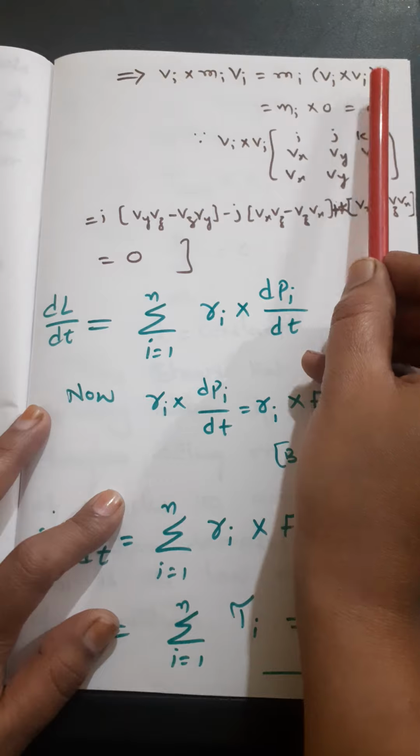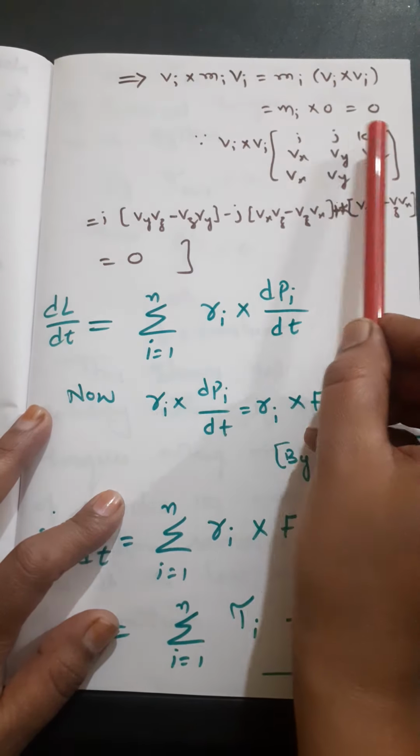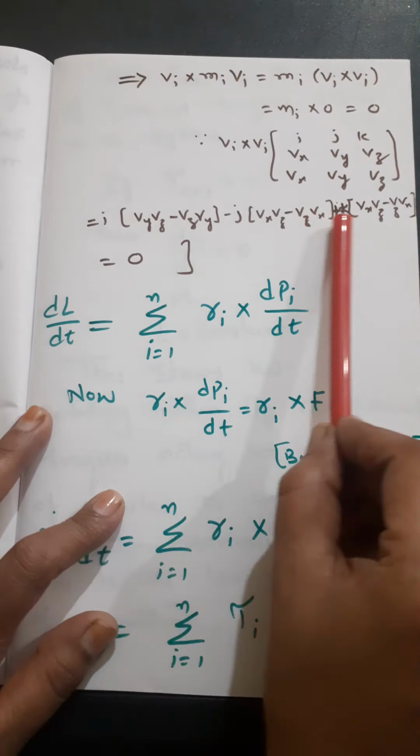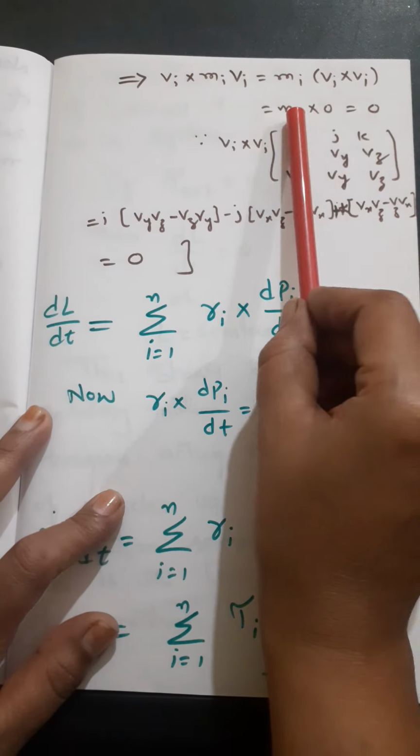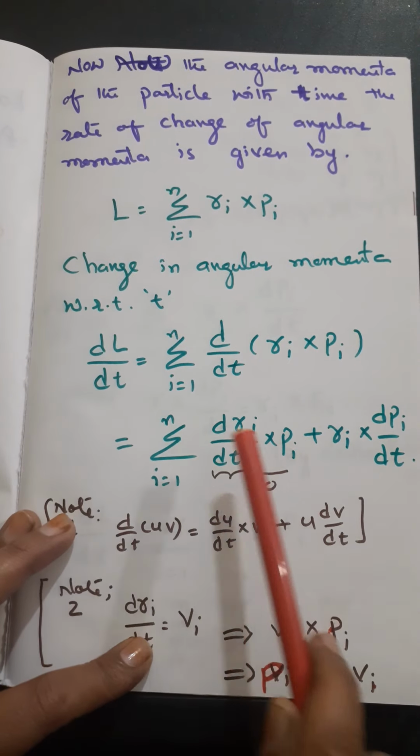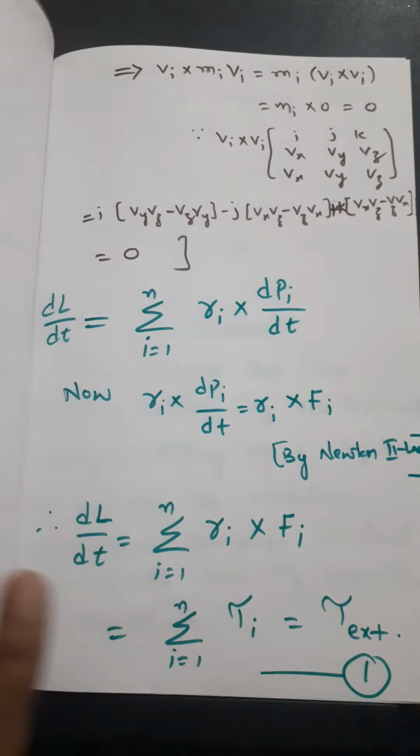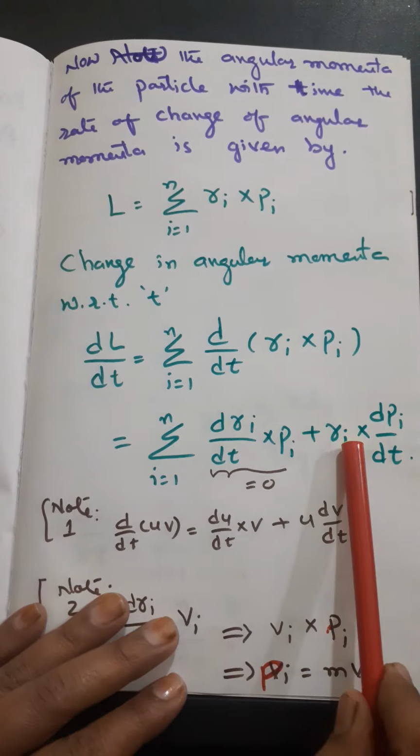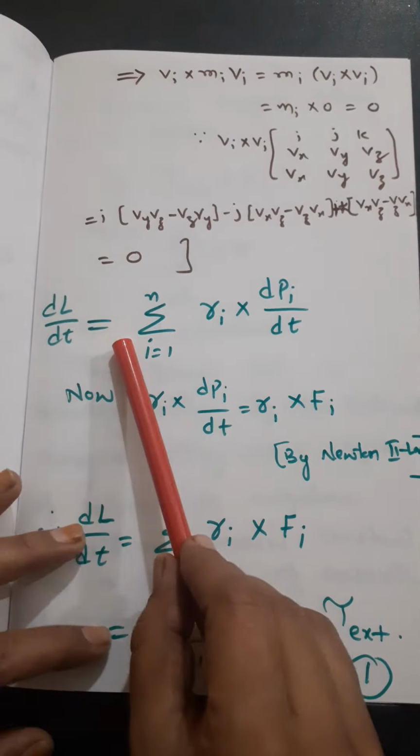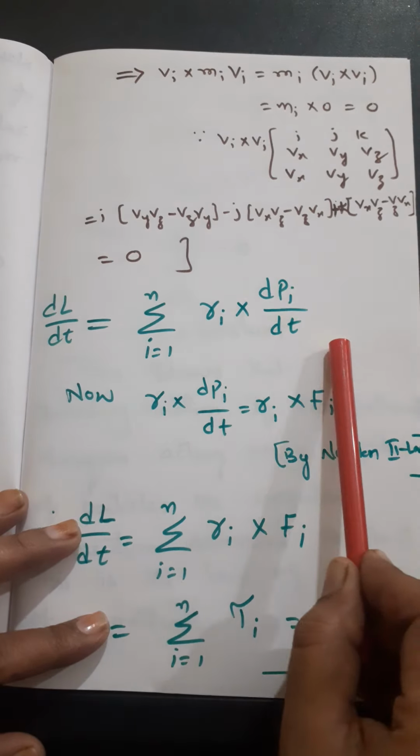We know that v_i cross v_i is equal to 0, because if you take the cross product, with i, j, k, vx, vy, vz, vx, vy, vz, and take the determinant of this, then we will get 0. So this total term will be equal to 0. So that's why this term dr_i by dt cross p_i is equal to 0. Now the remaining term is what? r_i cross dp_i by dt we get. So here I can write dL by dt is equal to the summation from i equal to 1 to n of r_i cross dp_i by dt.